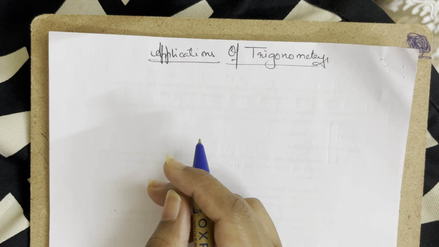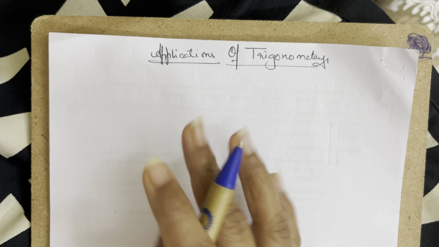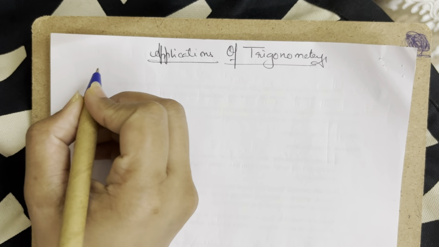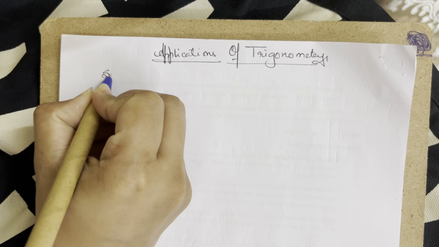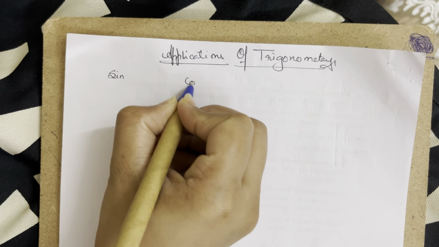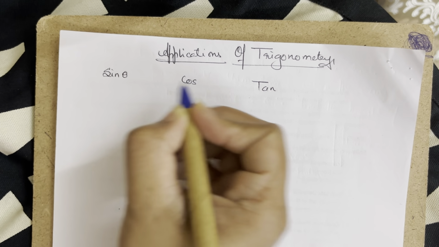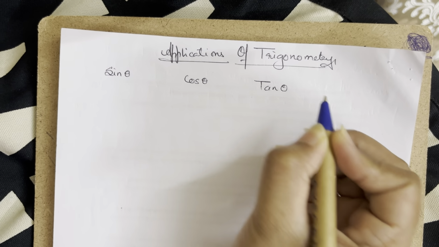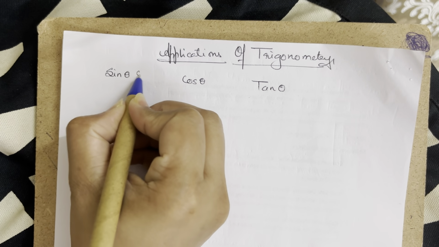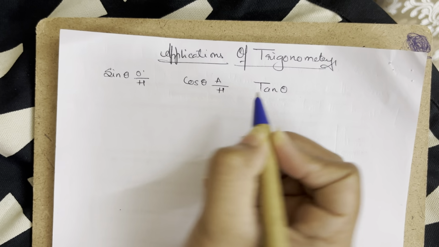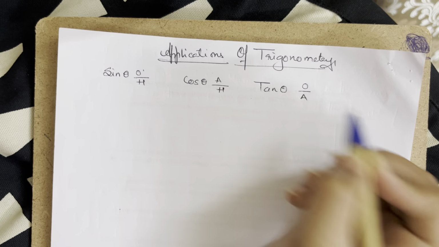So now we're going to start with a new chapter which is called applications of trigonometry. Now trigonometry, when we studied the first chapter, we studied a few things called sine, cos and tan. And we also saw that these are the measurements of an angle. So it is given like this. Sine is opposite upon hypotenuse, cos is adjacent upon hypotenuse, tan is opposite upon adjacent, is what we know.